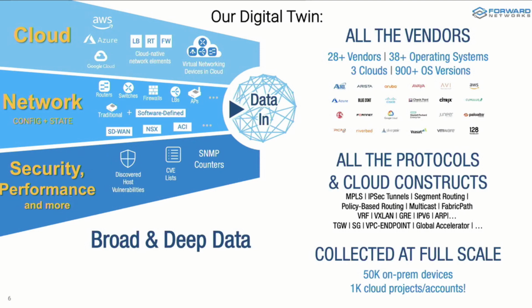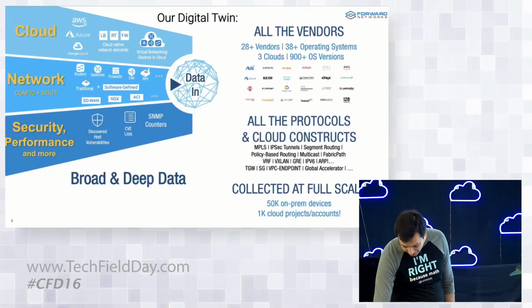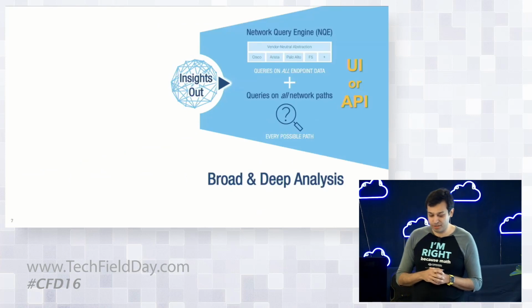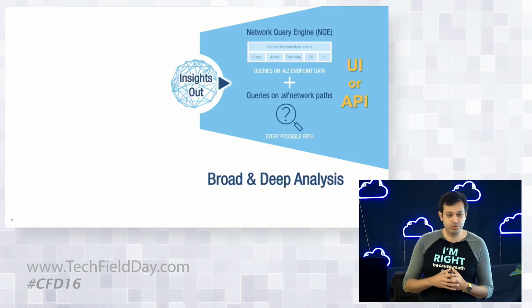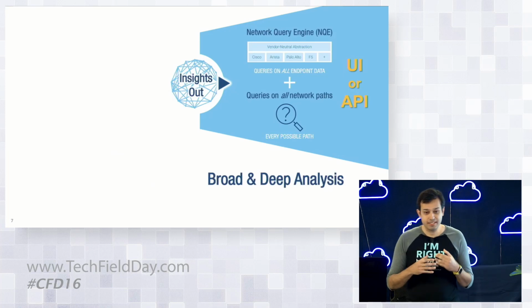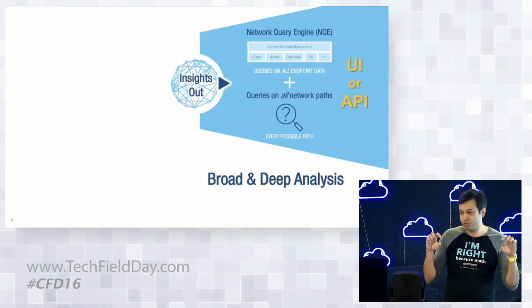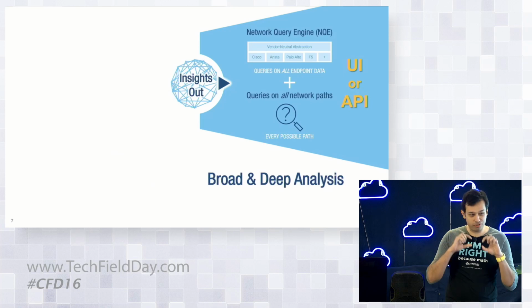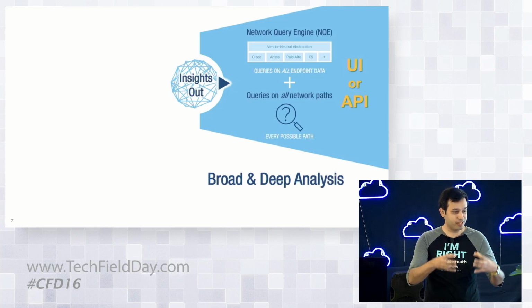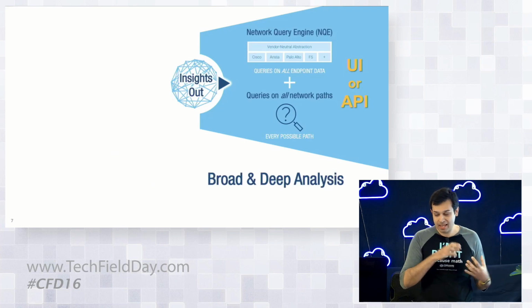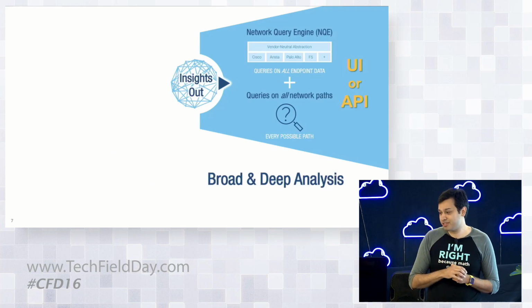Then the other half is, what can you do with that data when you pull that into the digital twin? And that's where Forward Network is truly unique. We expose our data and result of analysis in 2 ways. One of them is called Network Query Engine, NQE for short. What it is effectively is a vendor-neutral abstraction of the configuration and the state of all the on-premise networking devices and cloud elements presented in an open config structure.